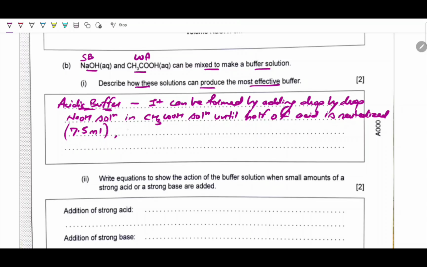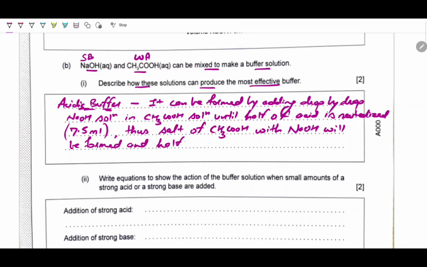Thus, what will happen? The salt of the weak acid, that is CH3COOH, with NaOH will be formed, and half of the acid CH3COOH remains unreacted. This unreacted acid and its salt will have a ratio of about 1:1. Therefore, it will convert into a buffer. This will result in formation of a buffer.